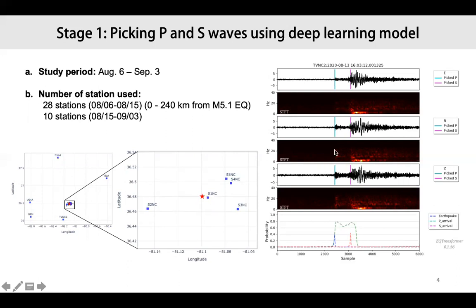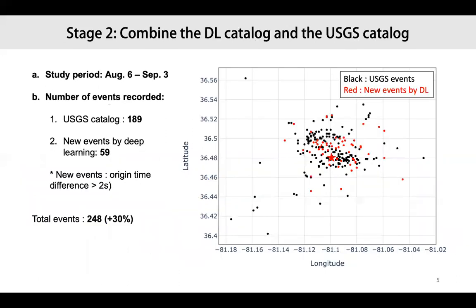Here on the right, you can see an example of an earthquake picked by the deep learning picker. The blue and the purple lines mark the P and S arrivals. Using deep learning, we were able to identify 59 more earthquakes that were not listed in the USGS catalog. This is equal to a 30% increase in the number of earthquakes. The right figure shows you the locations of the earthquakes, with the red dots marking the newly detected events. You can see that the new events fill in some gaps on the map.